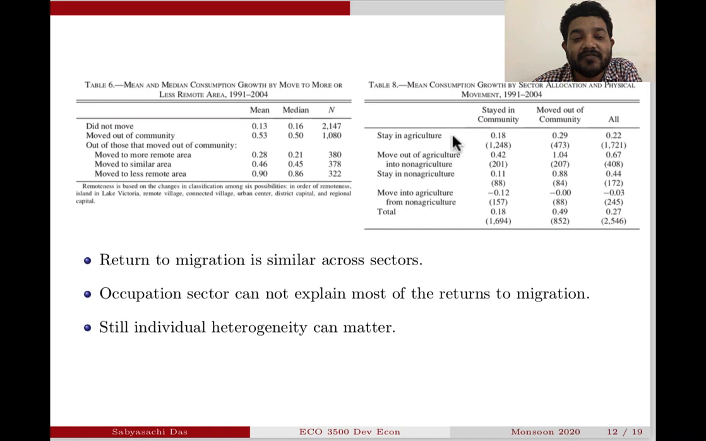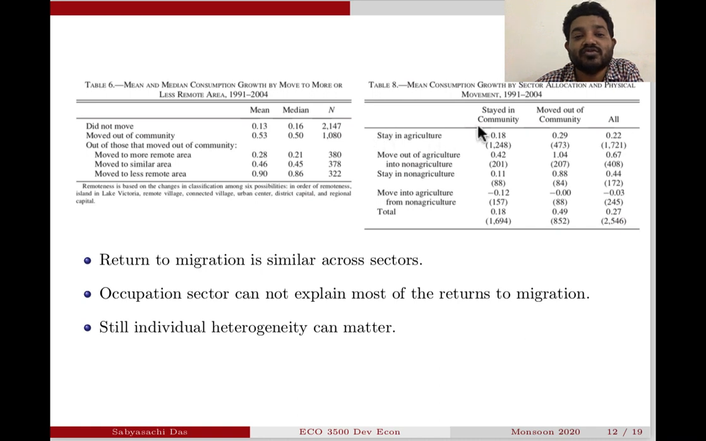So if you look at the people, even after the moving, they are now comparing those who stayed in the community with those who moved out of the community, and they're again cutting along another dimension, which is whether they stay in agriculture, whether they move out of agriculture into non-agriculture, whether they were initially non-agriculture in 1990s and stay in non-agriculture, and the last small group, who were in non-agriculture in 1990s but have moved to agriculture now. And they're looking at the consumption growth of those three categories for those who moved versus those who stayed back. And you see within each category, those who moved experience higher growth.